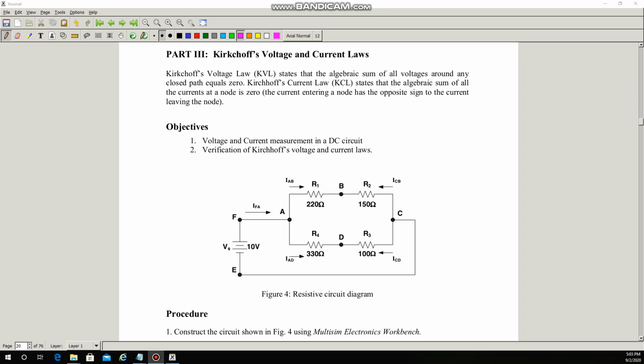Okay, now let's talk about KCL. According to KCL, the sum of the currents that are leaving a particular node is equal to the sum of the currents that are entering that node. So for example, let us pick node A as an example. The currents that are leaving this node A are IAB and IAD. And the current that is entering this node is IFA. So therefore, according to KCL, IFA will be equal to IAB plus IAD.